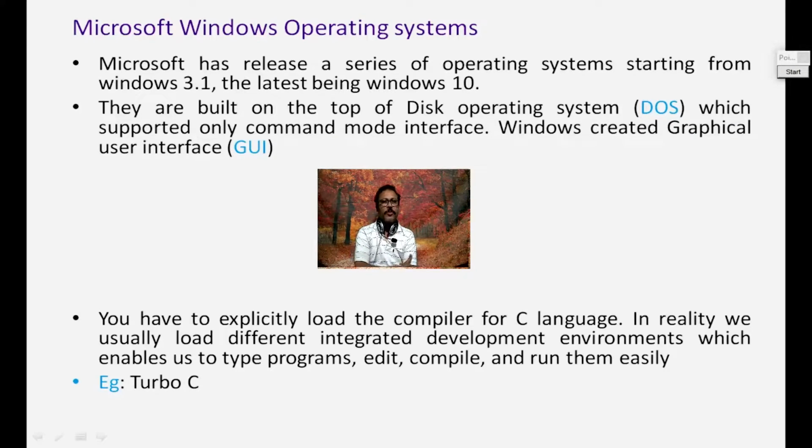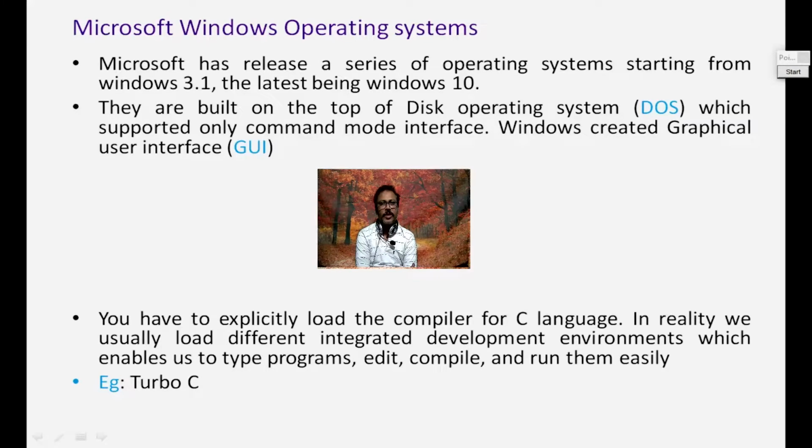Okay, Microsoft Windows operating system. Microsoft has released a series of operating systems starting from Windows 3.1, the latest being Windows 10. And in fact, at the time of this recording, Windows 11 is also made free of cost, provided you have a legal Windows 10 operating system. You can load it. So Windows 3.1 to Windows 10.